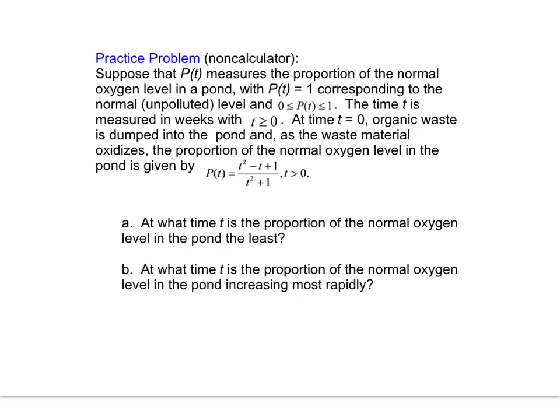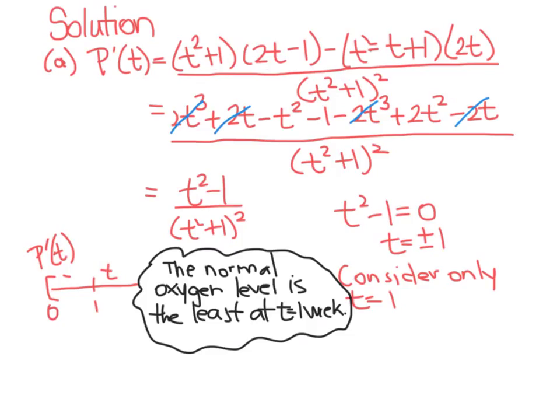Now here is your second problem. This is an optimization problem, but what's nice, I give you the function. So first, would you answer problem A? At what time is the proportion of normal oxygen level in the pond the least? Here is the solution to part A. The normal oxygen level is the least when T equals 1, and that would be at 1 week.